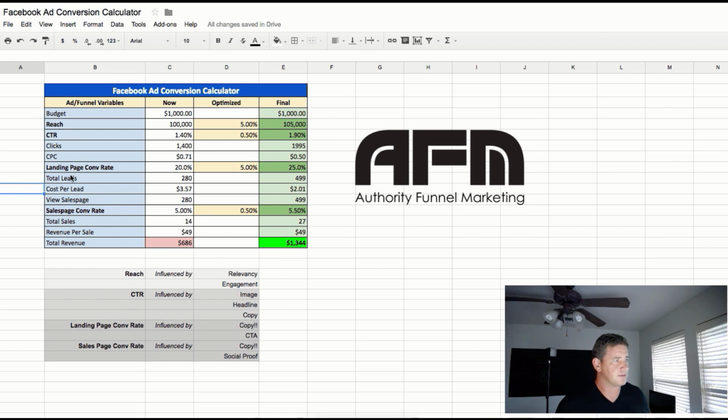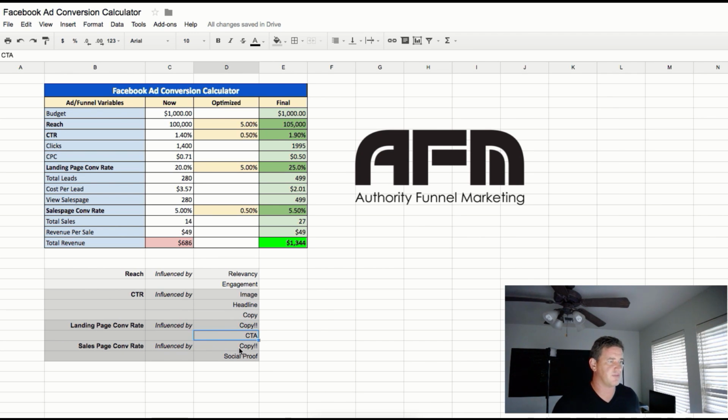And when you want to learn how to optimize each one of these variables, reach, click-through rate, landing page conversion rate, and sales page conversion rate, just come down below and look at my guidelines here. So click-through rate is influenced by image, headline, and copy, okay, in that order. Landing page conversion rate is influenced by copy. Copy, copy, copy, and then copy some more. Okay, copy is the most important thing. Call to action is also important. There are certainly other elements, but if you want to look at the very core things that usually make the biggest difference in my experience, look at copy and look at your call to action.